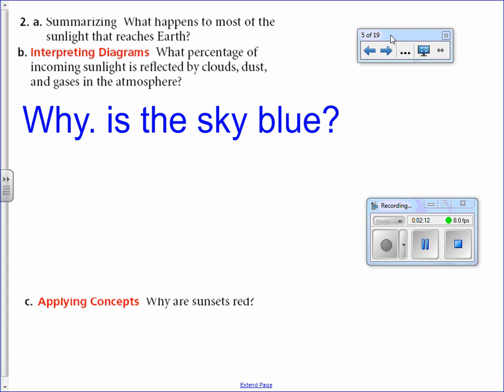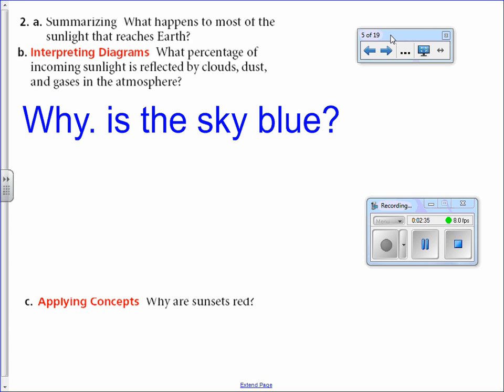So what happens to most of the sunlight that reaches the Earth? And again, when you think about the whole solar system, we did that lab with the radiometers and the lamps. The Earth gets a pretty good amount of sunlight, not as much as the inner planets, but a lot more than the outer planets. What happens to most of the sunlight that actually reaches Earth?